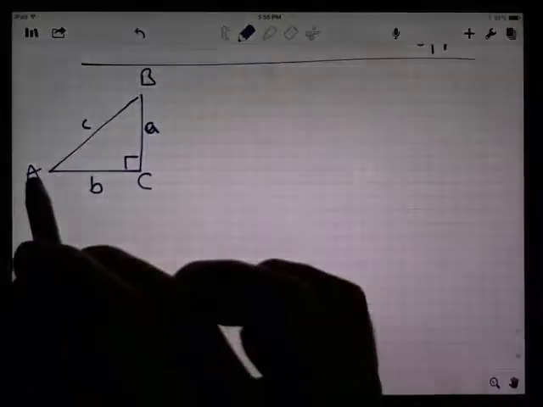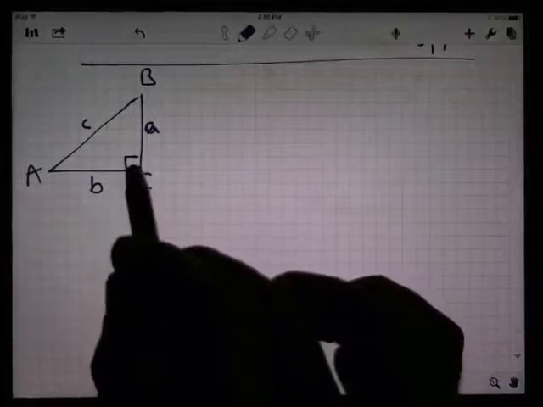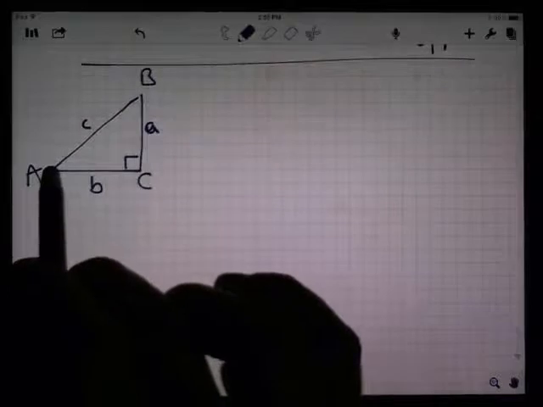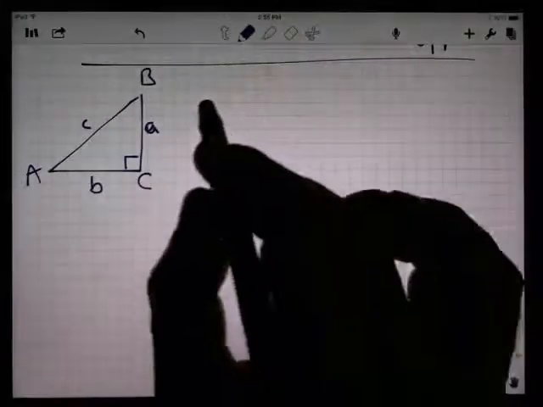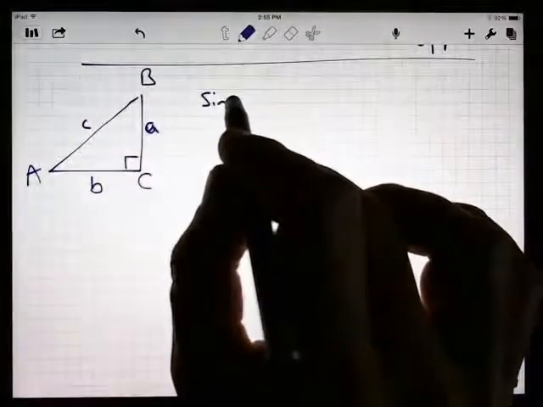And so I have 2 angles here that are not the right angle. I'm not going to do this with a right angle yet. Eventually we'll talk about trig functions of right angles, but right now I'm going to focus on these other 2 angles. I want to look at what's the sine of angle A.